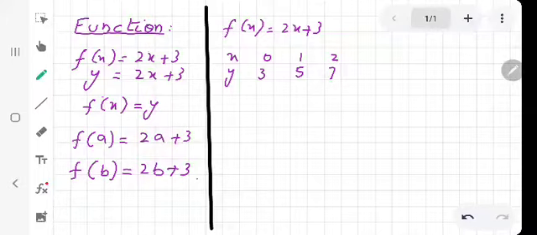It means that I can substitute any value of x. So I can say that the values of x are independent, but the value of y, or the value of f of x, is dependent on the value of x. So x is independent and y is dependent. Okay.